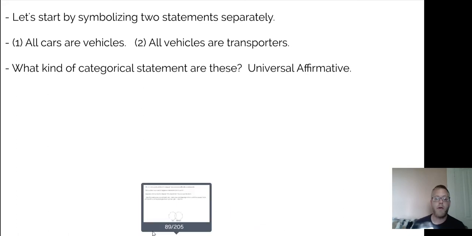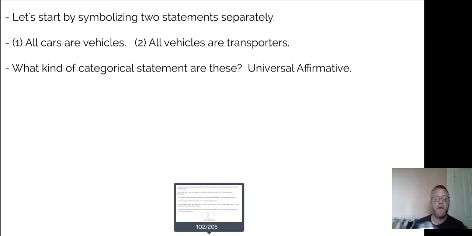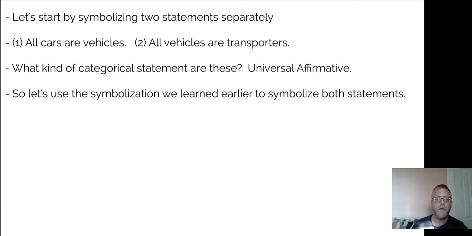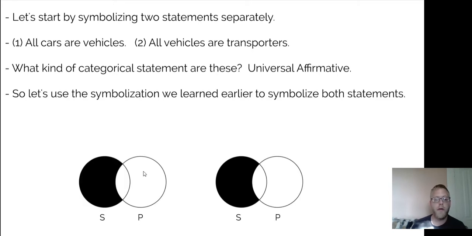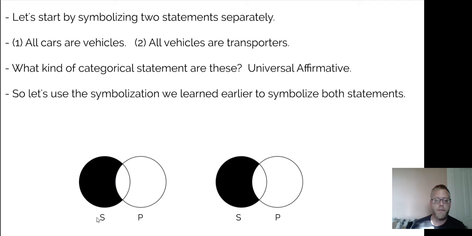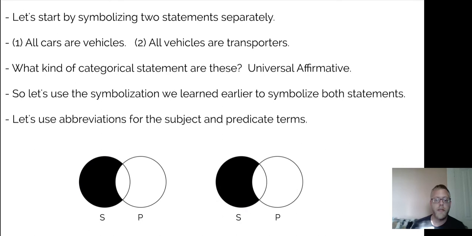So now you can either go back to that screen that showed each of the four, wherever it was, or you can look at the picture that maybe you took, as I suggested, to know how to represent these. And this is what they're going to look like, because this is what all universal affirmative statements look like. Both of these are universal affirmative, so they're both going to look like that. Right now, it still says S and P just to indicate that this is the subject circle and this is the predicate circle, right? But we want to switch those out for the actual subject and predicate terms, so we can keep track of what we're talking about.